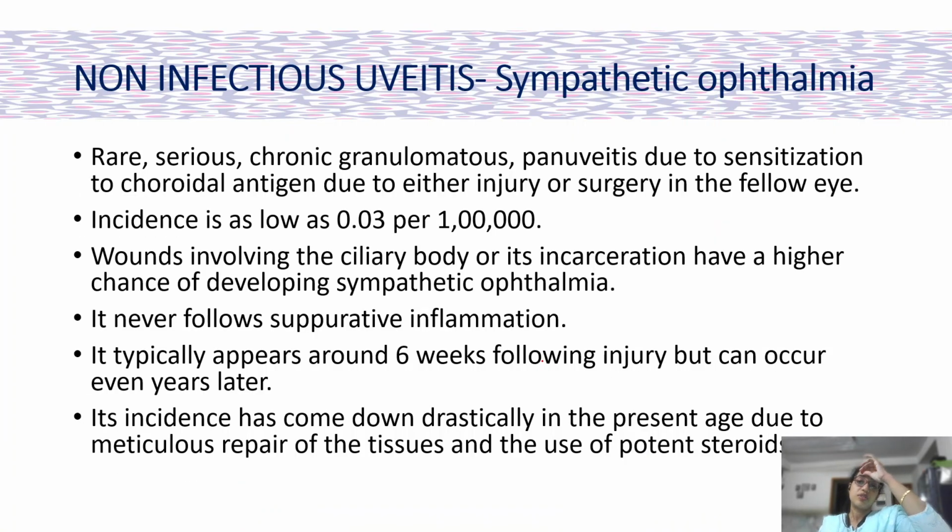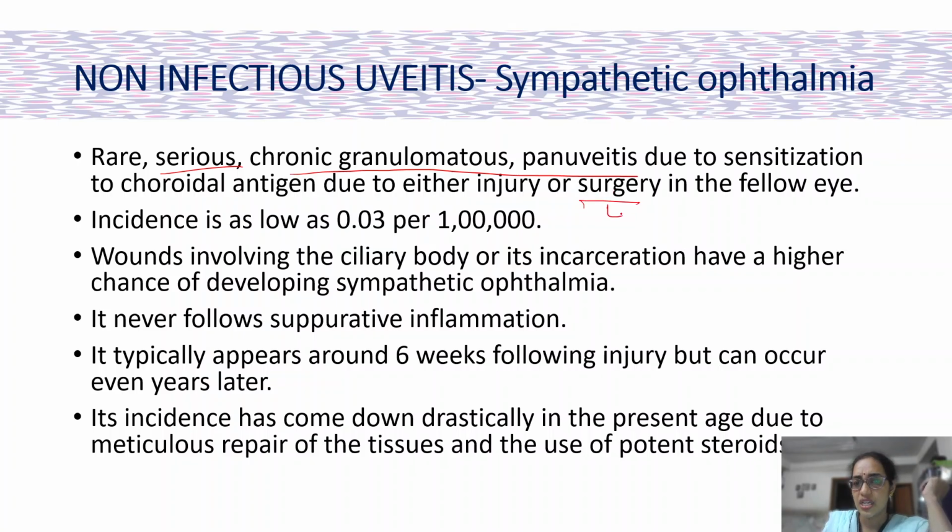Let's move on to sympathetic ophthalmia. It is a rare, serious chronic granulomatous panuveitis. Okay, each word is important in defining sympathetic ophthalmia. It is rare, it's not a very common disease. If you see one in a lifetime, unlucky. Serious chronic granulomatous panuveitis due to sensitization to choroidal antigen, either due to injury or surgery in the fellow eye.